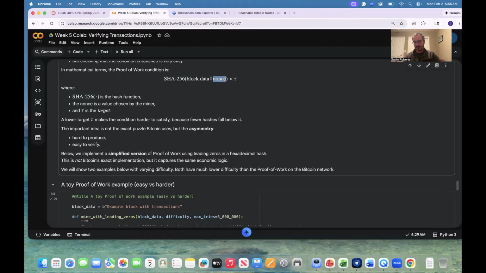Those are the valid transactions. So we need something to change. That's what the nonce is doing. Nonce is short for "number once." And that has to be less than some target value tau.